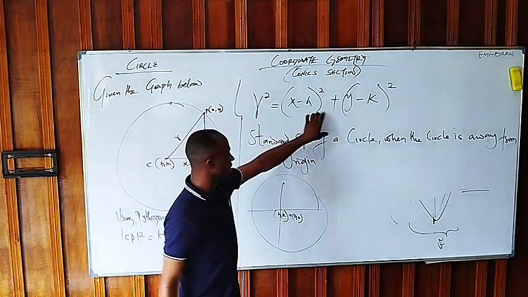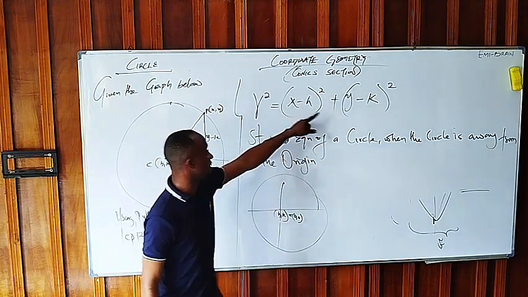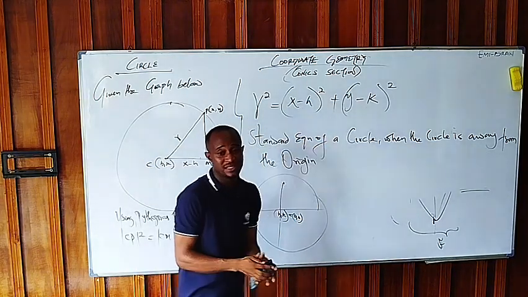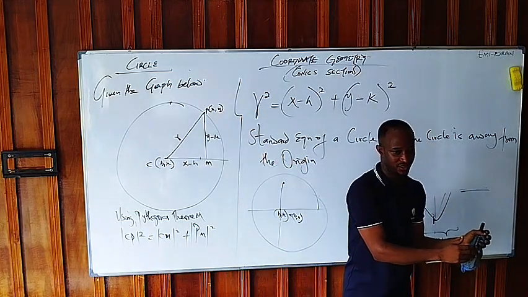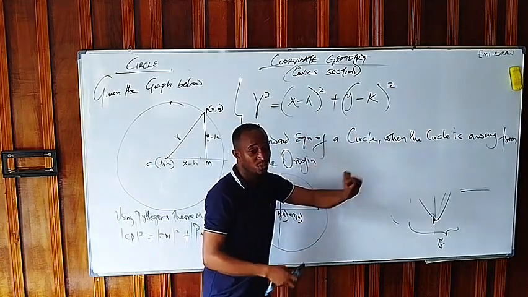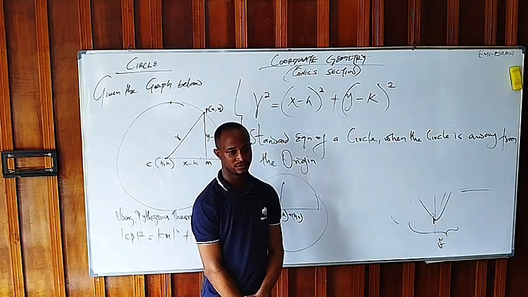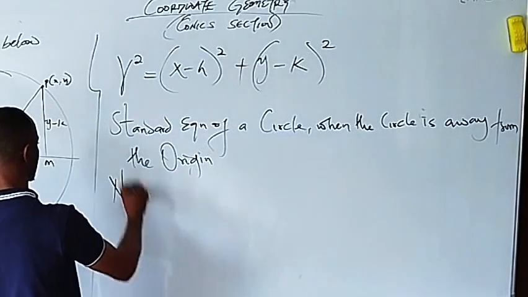This is for the origin, yes. Because I have minus h and minus k, that means the circle deviated away from the origin. Do you get? But if the circle is at the origin, that means the value of my h and k must be 0. Just put it down first.